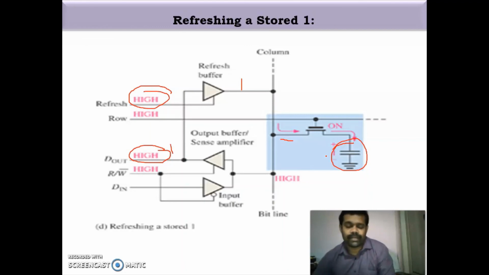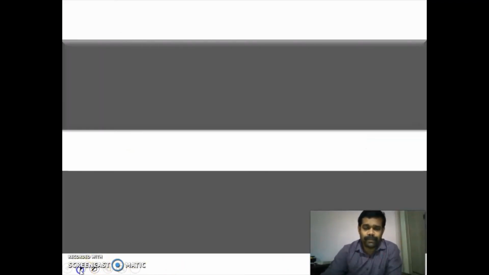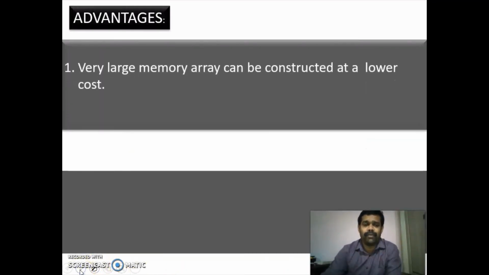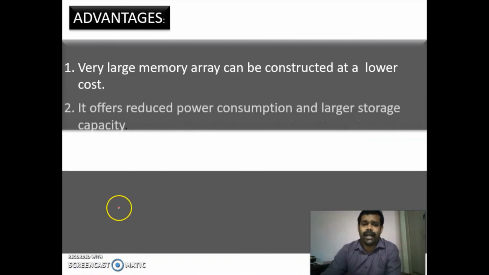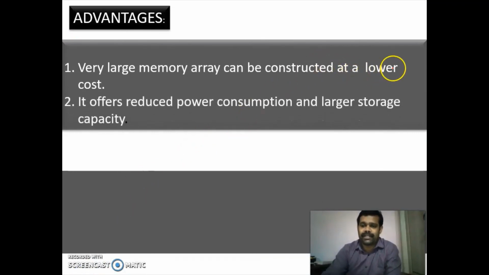So we have studied the write operation, read operation, and refreshing operation. Now we are going for the advantages of the dynamic RAM. Very large memory array can be constructed at lower cost. Then it offers reduced power consumption, and large storage capacity is possible.